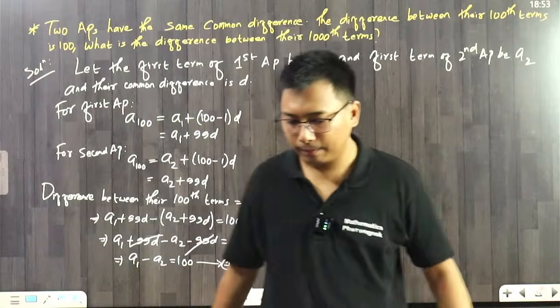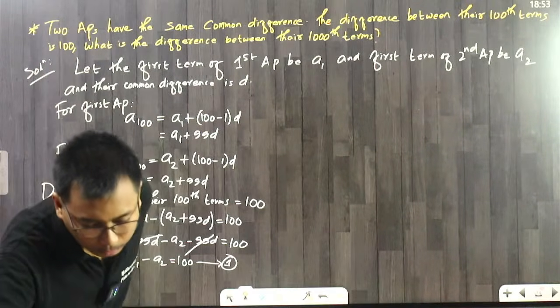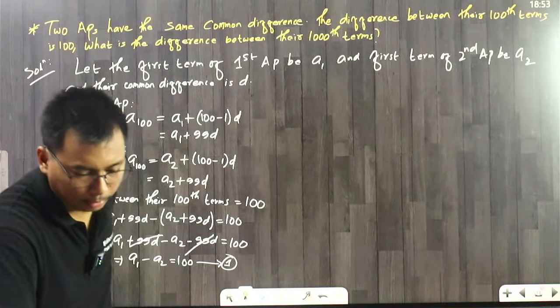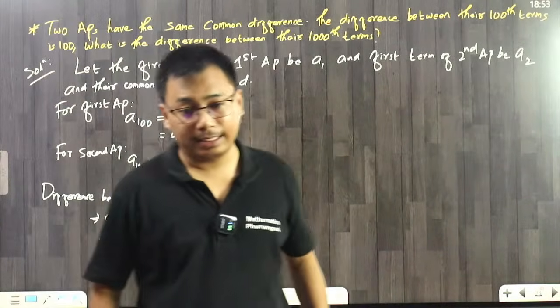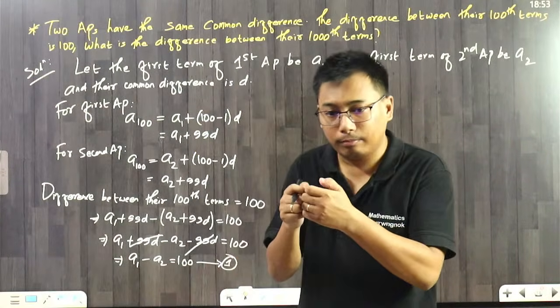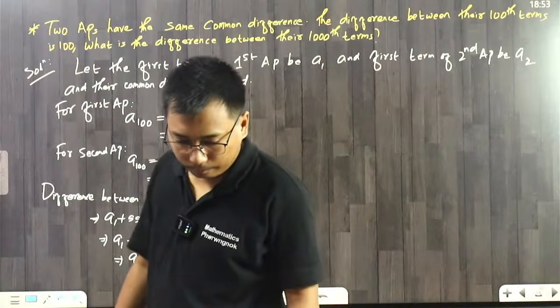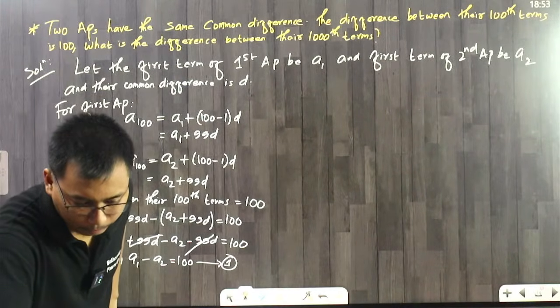Up to here, is it clear? Type on the chat if it's clear. Okay, which part? If you don't understand, just type the part that you don't understand on the chat. Okay, some are saying yes. Clear. Okay.